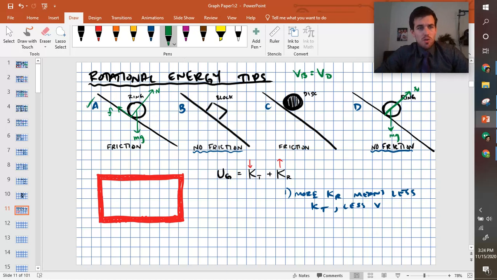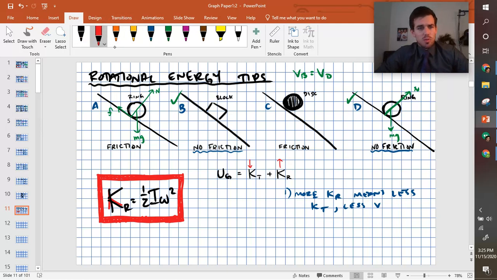So now that we've accounted for those two, let's talk now about A and C, because we have this ring and we have this disk. So going back to the equation for rotational kinetic energy, Kr equals 1/2 I omega squared, we're going to look at these two different shapes and figure out which one ends up with more rotational energy at the very bottom.